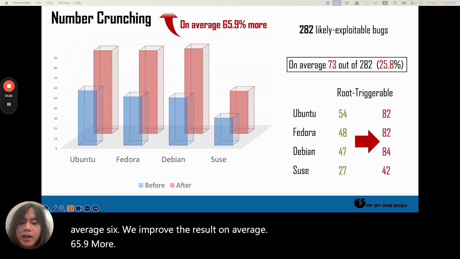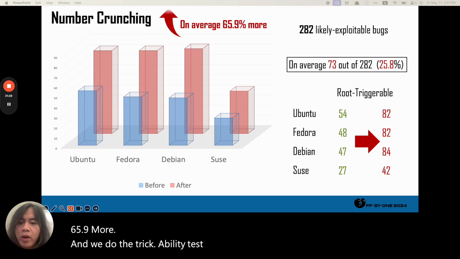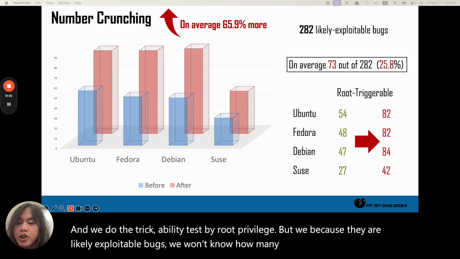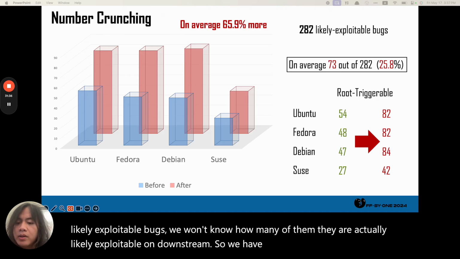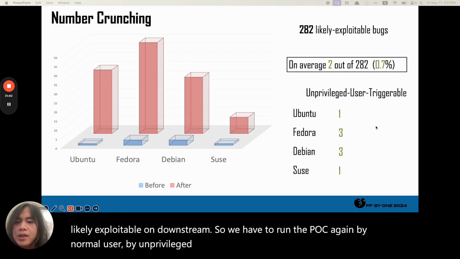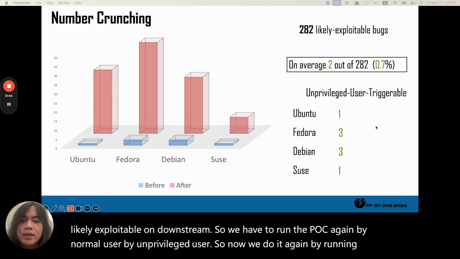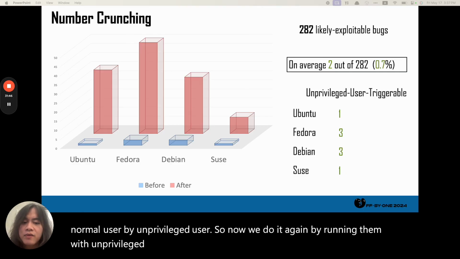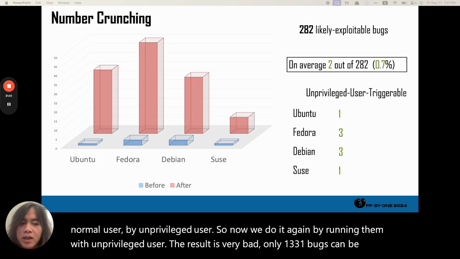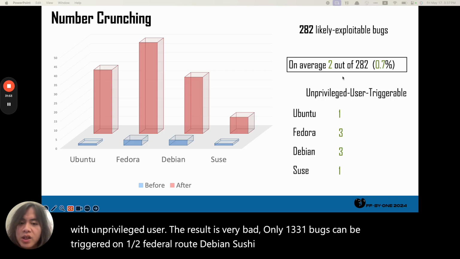We did the triggerability test with root privilege, but because they are likely exploitable bugs, we want to know how many of them are actually likely exploitable on downstream. So we have to run the POC again as a normal, unprivileged user. The result is very bad. Only 1, 3, 3, and 1 bugs can be triggered on Ubuntu, Fedora, Debian, and SUSE. That's on average 0.7%.